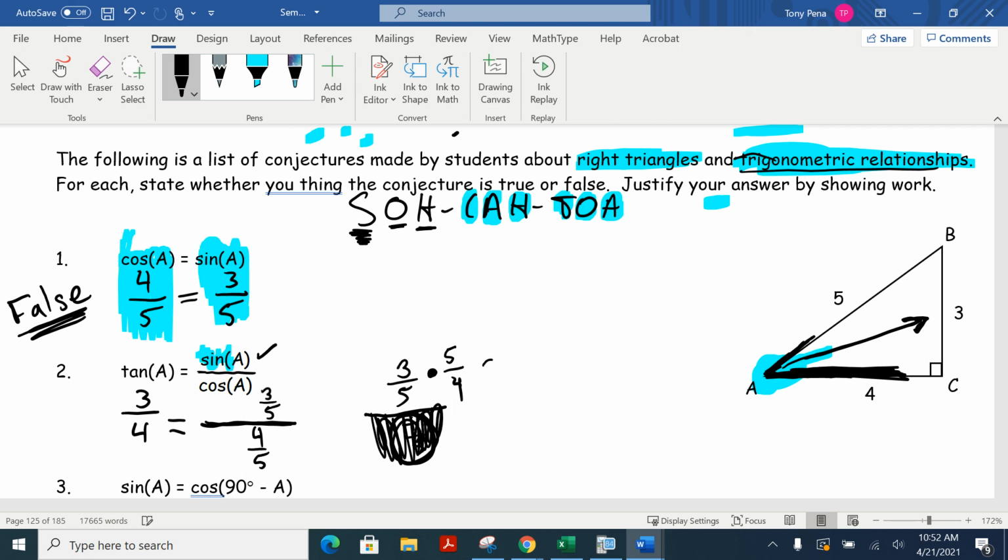This now should be easy. At some point in your lives, you've cross-canceled. Notice how the 5s are going to cancel each other out, leaving a 3 in the numerator, a 4 in our denominator. So this fraction does, in fact, reduce down to be 3/4, which is the same thing we get on the other side. Those are, in fact, equal to each other. So in this case, you're going to say true.